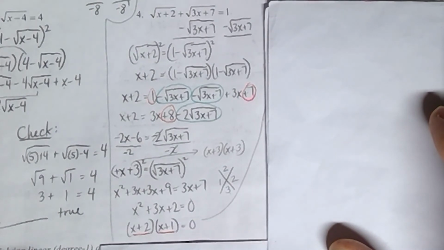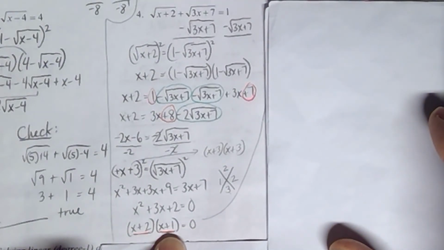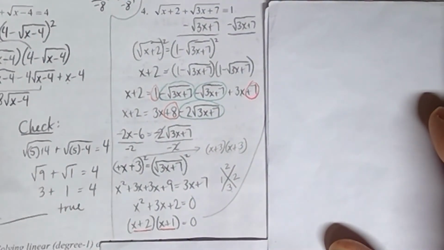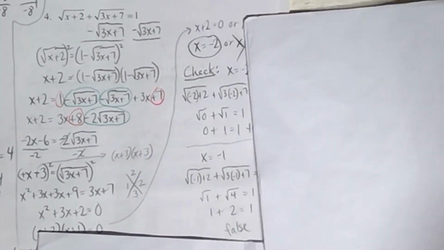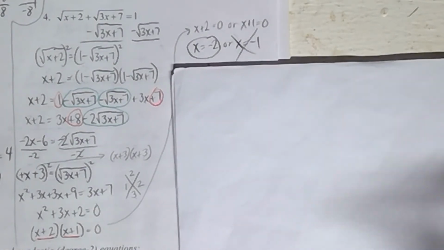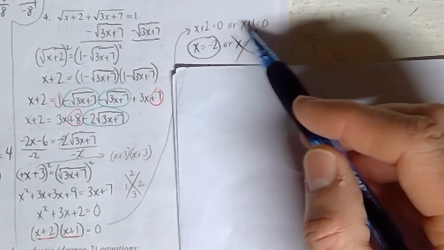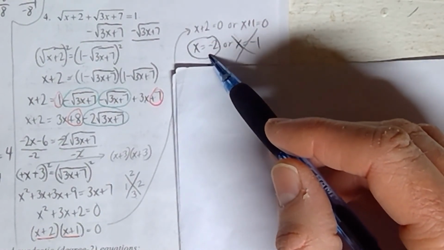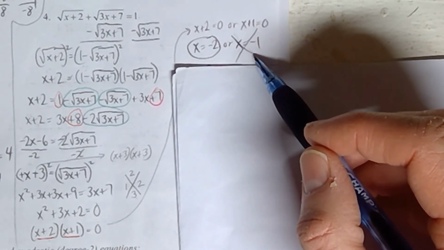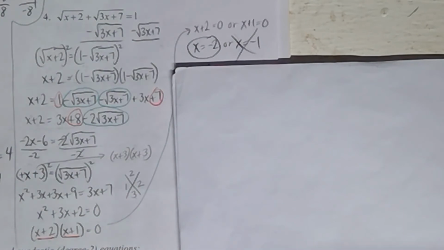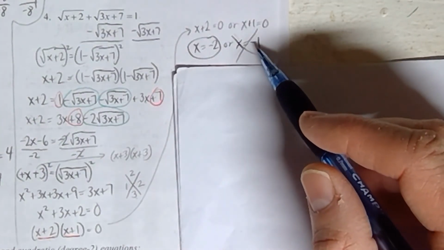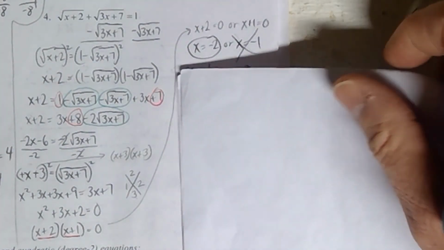And then when I do the Berry method, I get these two brackets. Which means that now that I'm done factoring, I what? I set those factors equal to 0. We're almost there. And then I solve those. I get -2 and -1. But why did I cross out -1? It's because when I check the answer, it's going to be false.